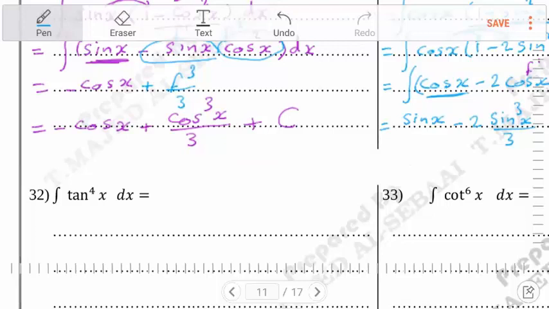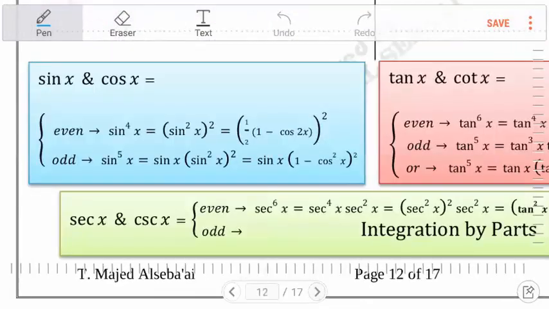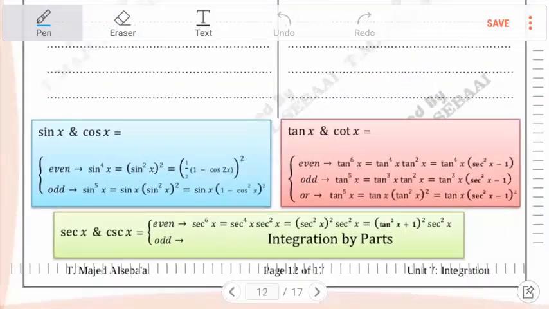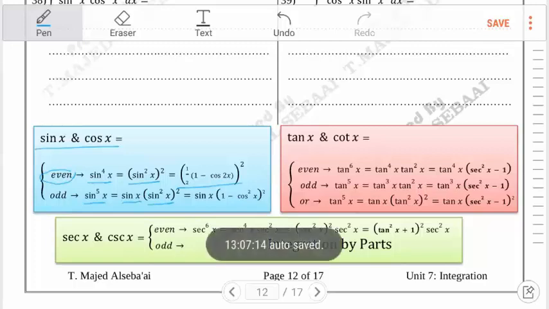Tan and cotan. As you can see here, I did a summary for the rule. Notice that for sine and cosine, if it is even, let's just say sine to the power of 4, we do it this way, and we use this substitution. While if it is, let's just say sine to the power of 5, I will take one sine alone and the rest like this. Then we will use this substitution.